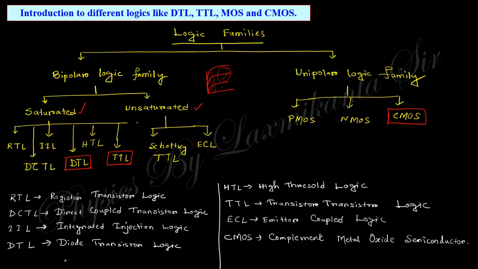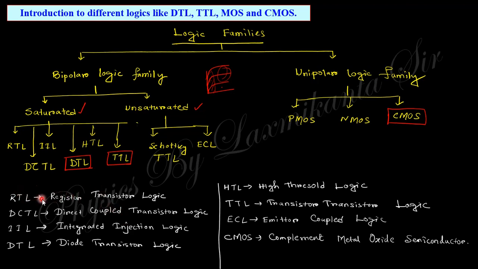The saturated bipolar logic family has RTL, DCTL, IIL, also known as I2L, DTL, HTL, TTL, and the unsaturated ones are Schottky TTL and ECL. And for the unipolar transistor, PMOS means P-type metal oxide semiconductor, NMOS means N-type metal oxide semiconductor, and CMOS is complementary metal oxide semiconductor. In this syllabus, DTL, TTL, and MOS and CMOS are in the syllabus portion.